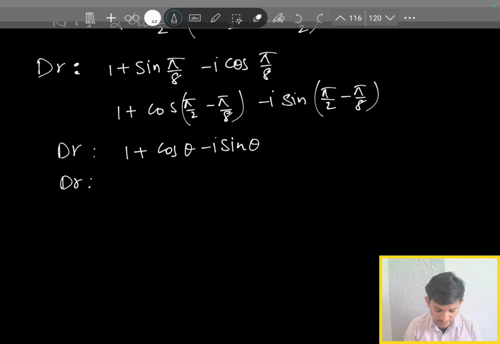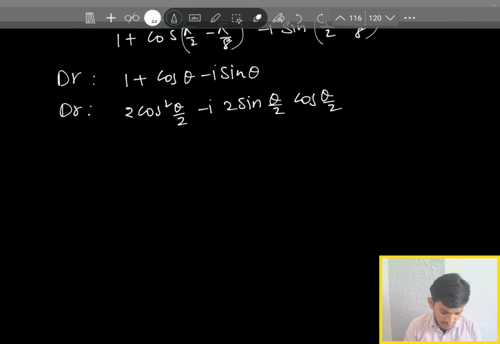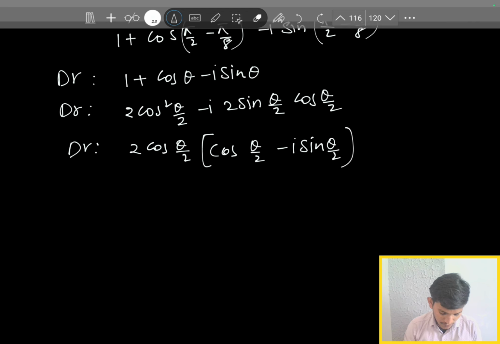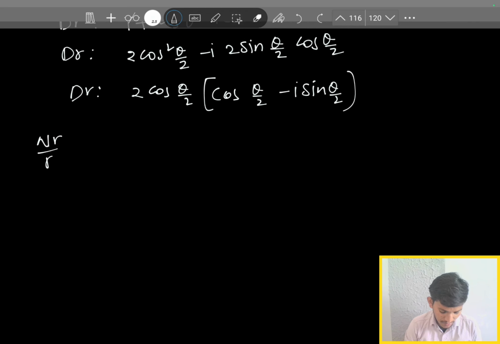The denominator will be equal to 1 + cos theta, which is 2 cos² (theta/2), minus i times 2 sin(theta/2) cos(theta/2). From this part we take 2 cos(theta/2) common outside, and we are left with cos(theta/2) − i sin(theta/2). So we try to write both the numerator and the denominator together: 2 cos(theta/2) times (cos(theta/2) + i sin(theta/2)).